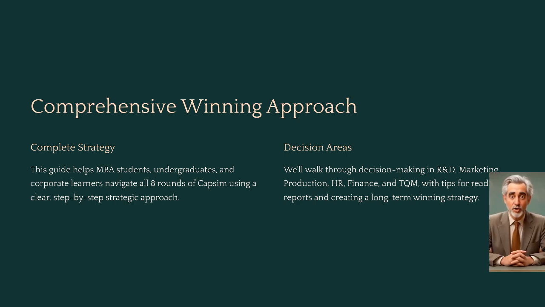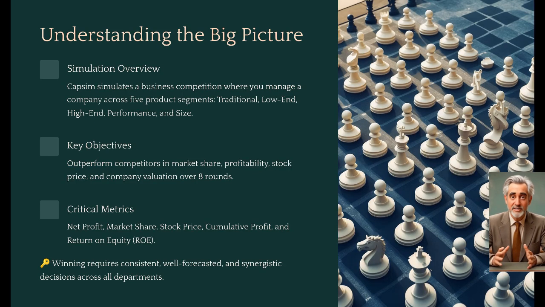Common mistakes to avoid. Forgetting to update R&D each round. Overproduction leads to high inventory carrying costs. Underforecasting creates lost sales. Not aligning departments, for example, R&D doesn't match production. Not using HR or TQM when unlocked.